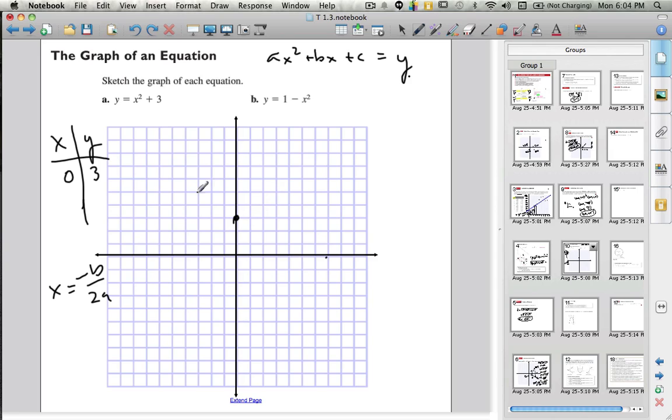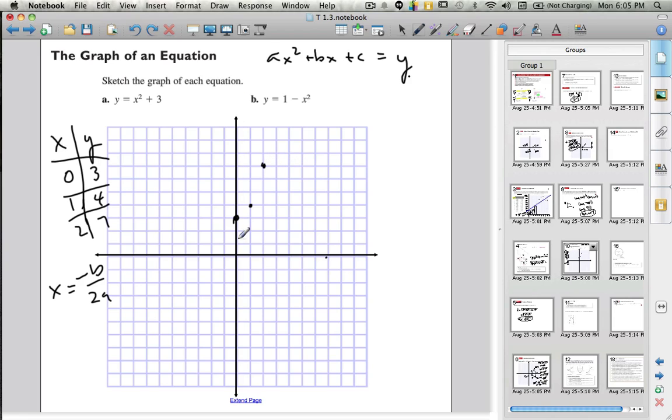I probably want a couple other points. Maybe I'll plug in 1 and 2. So when x is 1, 1 squared plus 3 is 4. So that'd be here. And when x is 2, 2 squared is 4 plus 3 is 7. So 1, 2, 3, 4, 5, 6, 7.